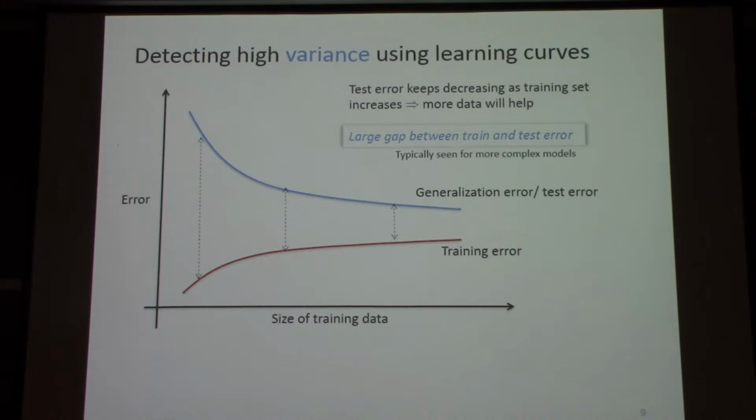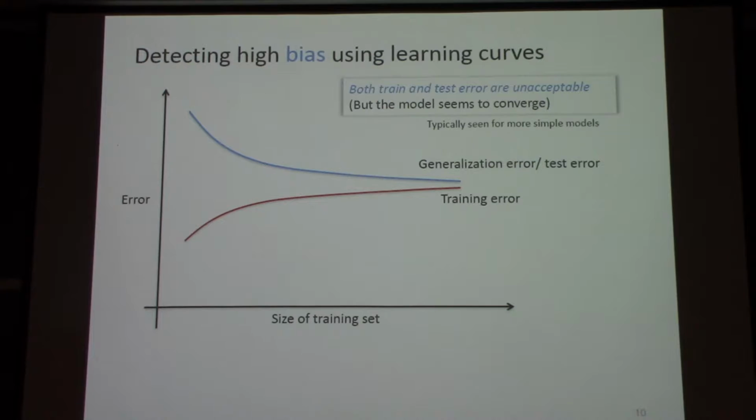High variance is often observed with very complex models, very complex hypothesis classes that can express more complex functions. High bias is observed with simpler functions, functions that cannot capture many functions.